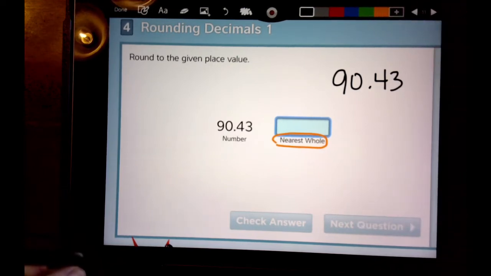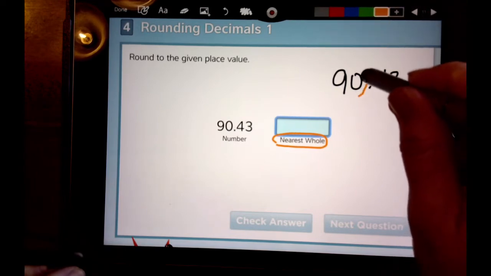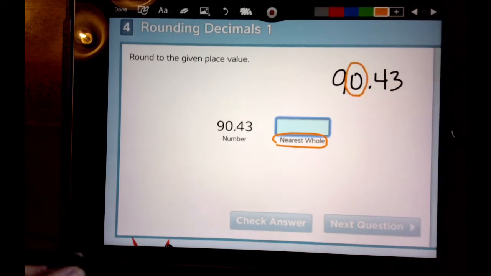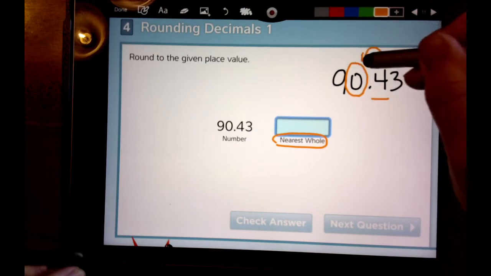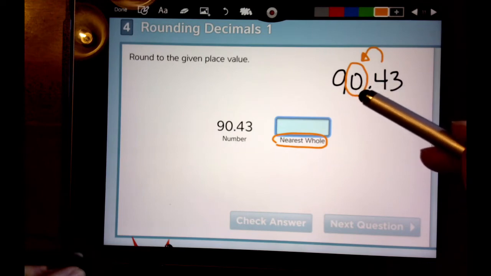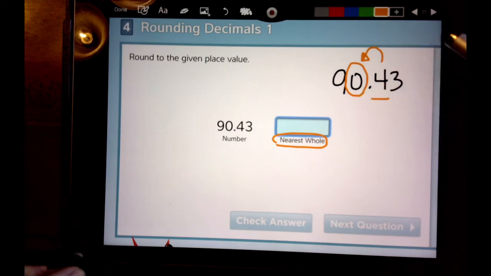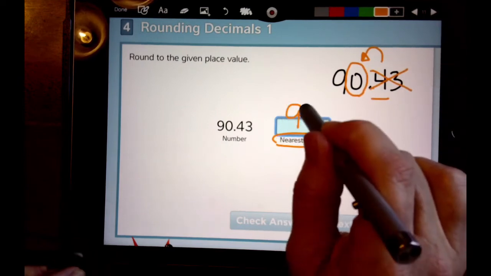So I want you to think about which number's in the ones place. If you said 0, you are correct. Then I look at the number to the right, and I see that it's a 4, so this 0 is going to remain the same. When we're rounding to the nearest whole number, we do not include a decimal or any digits after, so what I would type in is 90.